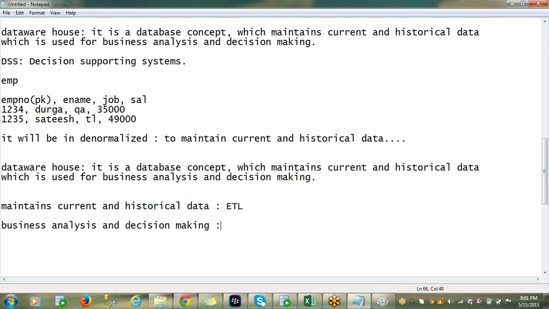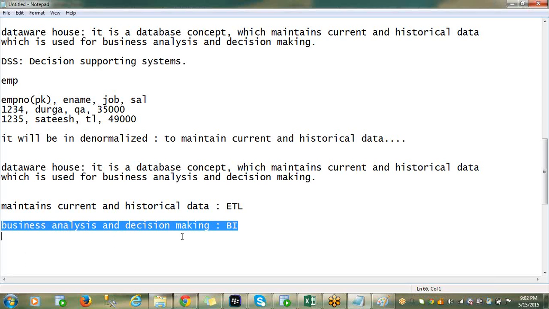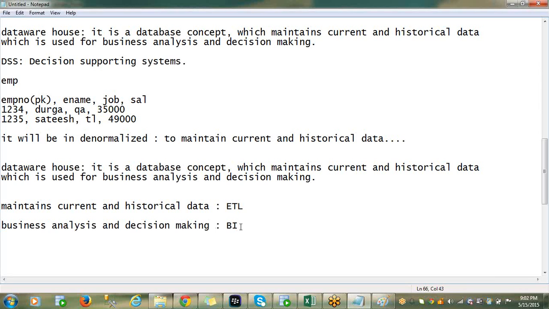Even though you have the data in your tables, it is required to get analyzed, right? There needs to be analysis done, and this analysis is done by business intelligence. This business analysis and decision making is nothing but your business intelligence. So what will business intelligence use? Business intelligence will use this ETL data, and then they will generate the reports. It is very simple: they are the front end reports.